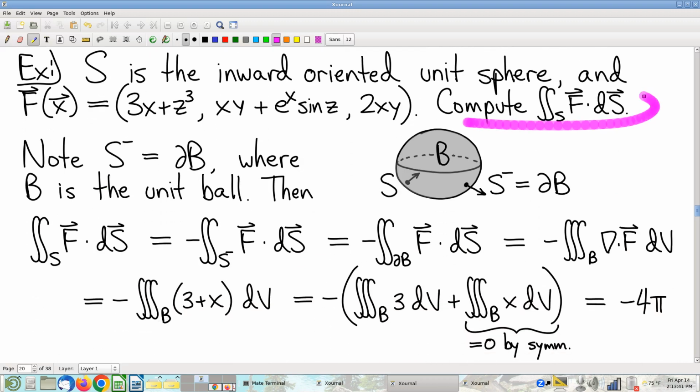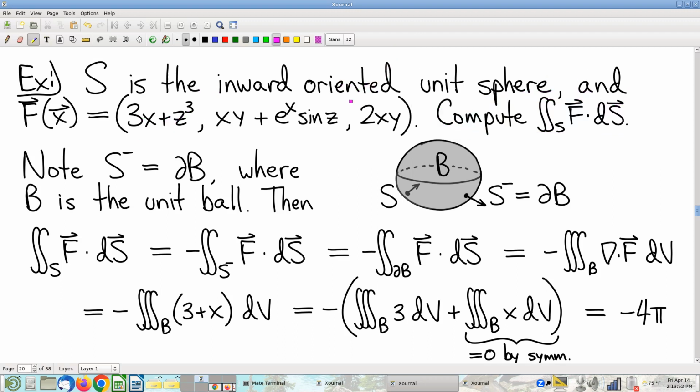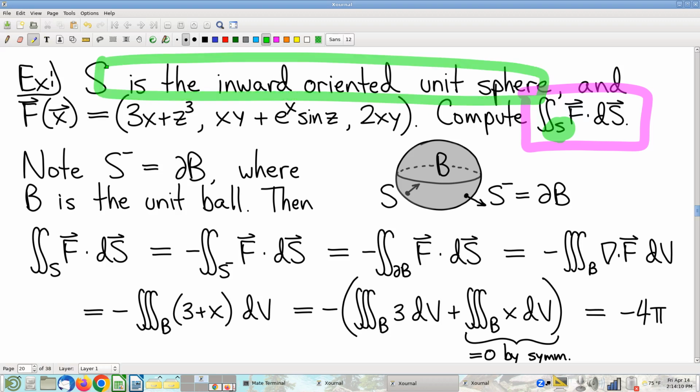The example here asks us to compute a flux. We've got a surface given. We've got a vector field given. Compute the flux. Okay, fine. Well, let's think about that asterisk. Can I compute this with the divergence theorem? The first thing I have to establish is whether this surface, let me highlight it, this surface here, is a boundary.